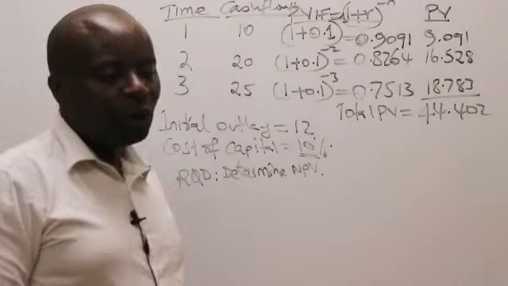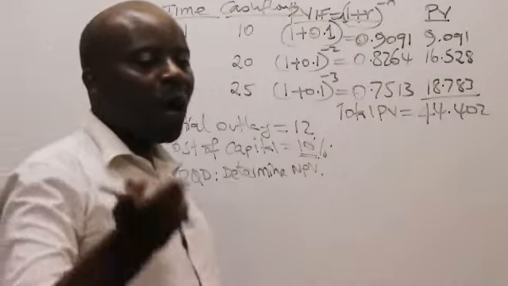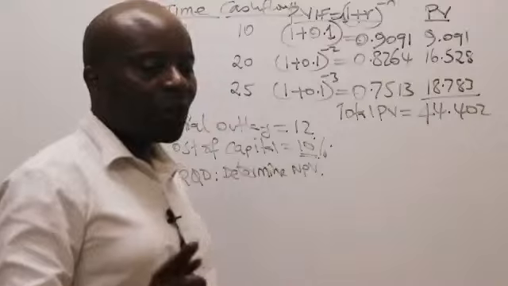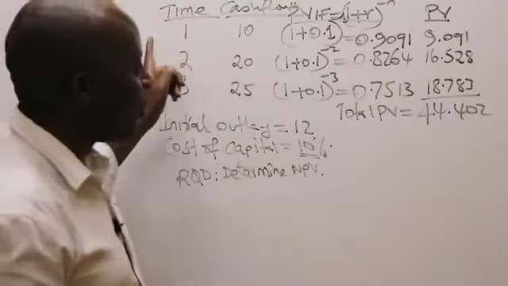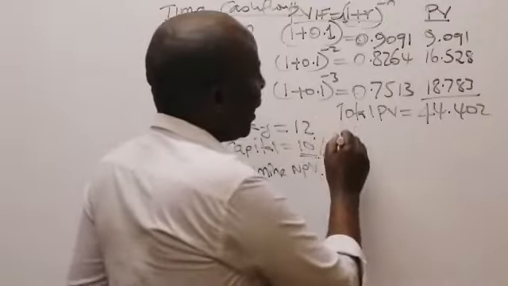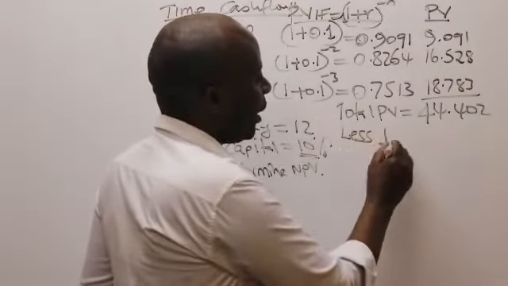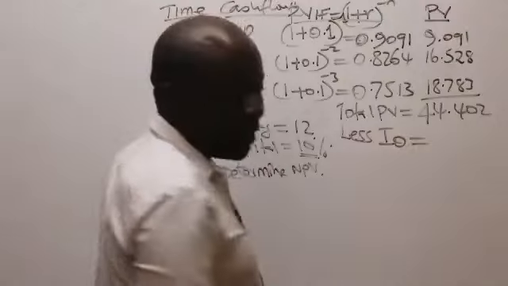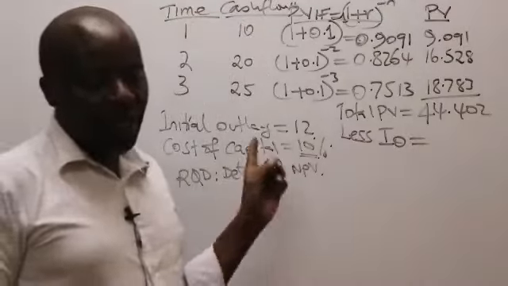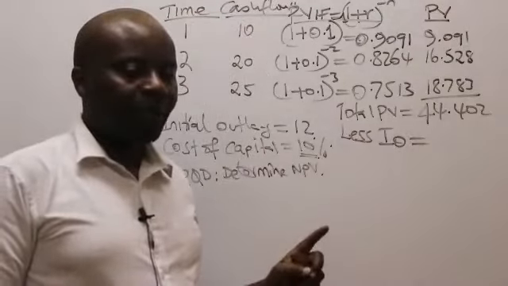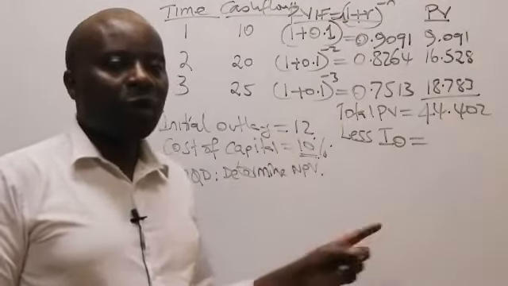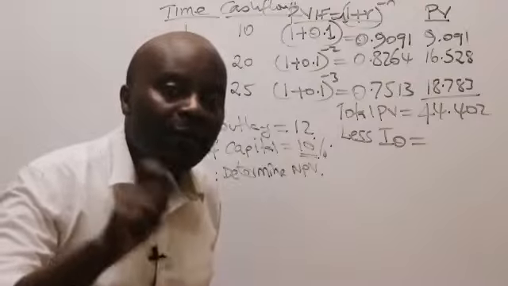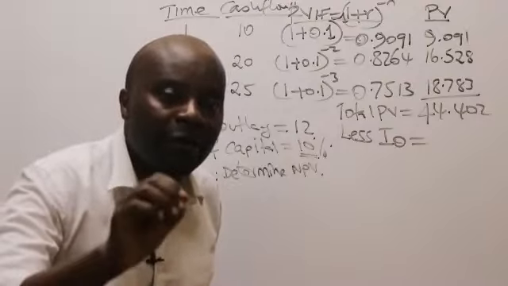44.402. Out of which now, we want to make it net. So it will be net of what? Because they want us to calculate net present value, we must come and say here, less the initial outlay. Less IO. IO stands for what here, somebody? Initial outlay. Less initial outlay. Initial outlay is the amount you incur at the beginning, is your investment.